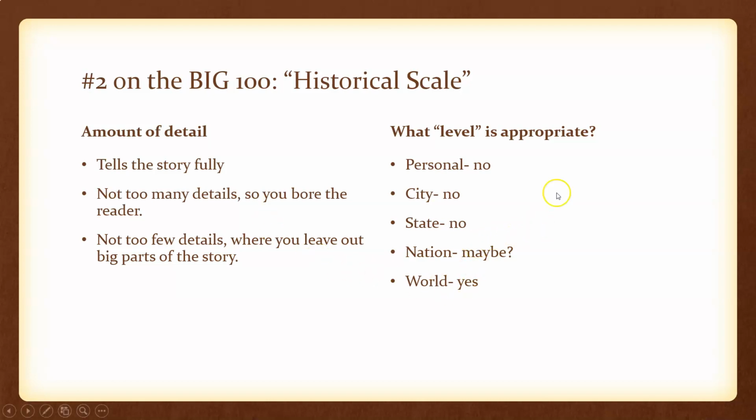Now, another part of scale is what level. If you're going to talk about how coronavirus affected me, that wouldn't work for a textbook. How did it affect Livonia or Detroit or Redford or Southfield, wherever you're living? No. State? Probably not. Nation? Maybe. World? Yes. Now, is there a time and a place for these types of history? The very first assignment I gave you was this level of history. Now I think we're here. Sometimes I think we're here. But I'm going to argue the scale of COVID-19 should be a world scale.